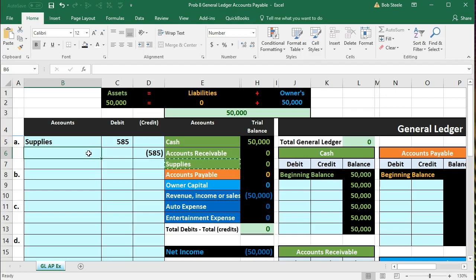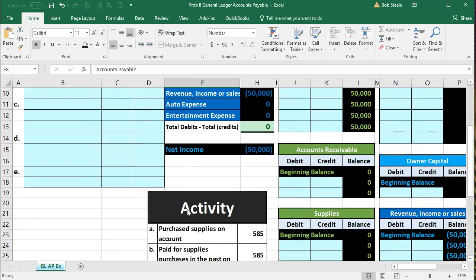And of course, it's not going to be cash because we did not pay cash. It will be accounts payable. Accounts payable, whenever we see that term on account, it's typically going to mean either accounts payable or accounts receivable.